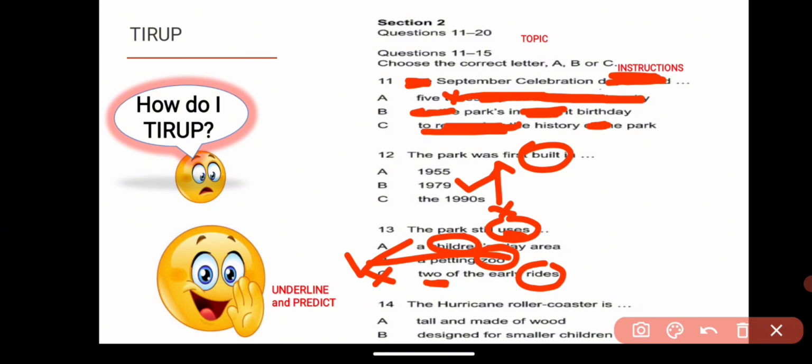What you want to do is to shrink it in such a way. The hurricane roller coaster is dash tall and made of wood. So the most important thing here is there's a roller coaster we're talking about. The coaster, there's a coaster. So is it tall and made of wood? So tall and wood. Designed by smaller children. Is it children that design and children? So these are just what you will take. And usually the keywords you will need are usually at the beginning and the end. Tall and wood, design and children.